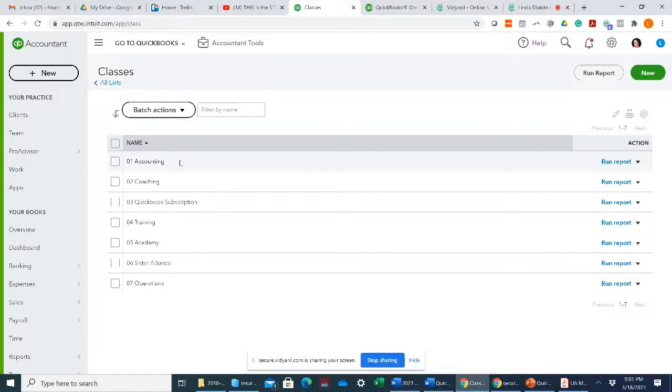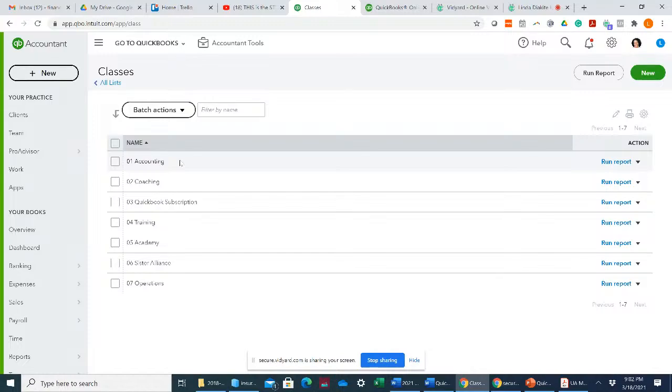So classes, once again, are really to group. For instance, if you have two locations, you probably should create a class for location one and location two so you can see which location is bringing in what revenue and expenses. That way you can say, wow, location two is really making a great profit, so let me work on location one because it seems like it needs some help. So that's what classes are used for.